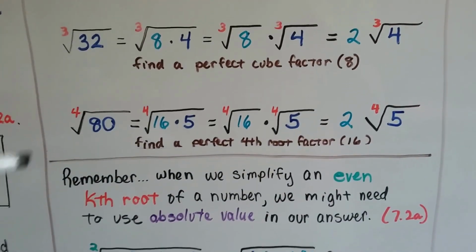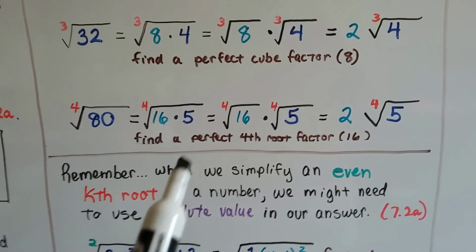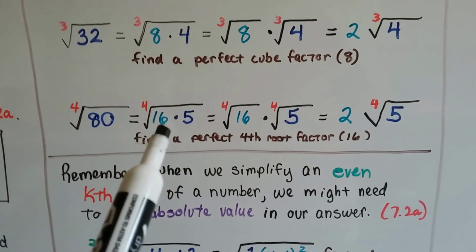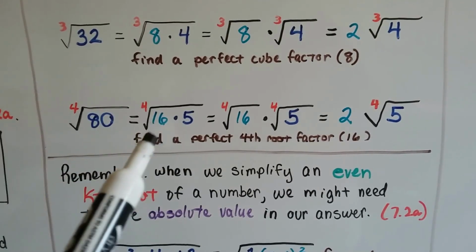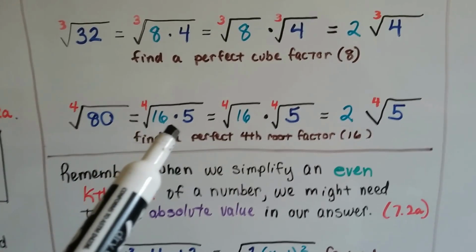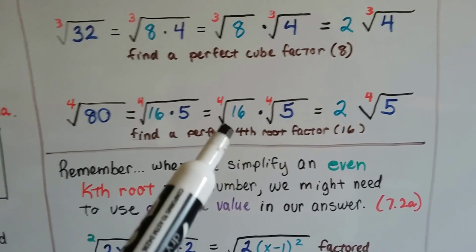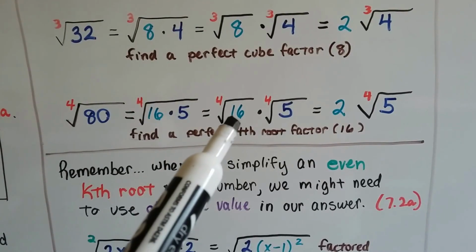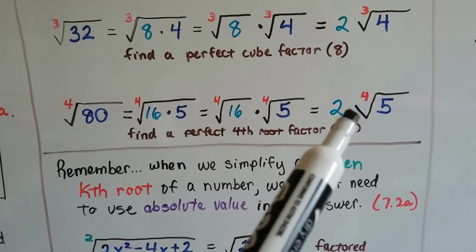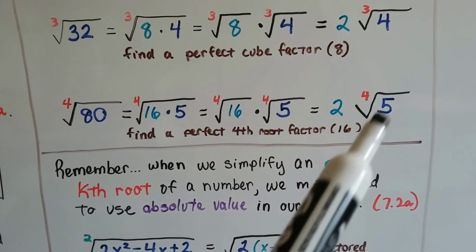See? If we've got the fourth root of 80, we find a perfect fourth root factor. We can find it: 16 times 5 equals 80. So we can do the fourth root of 16 times 5. We can split them apart using that theorem. And the fourth root of 16 would be a 2. So we get 2 times the fourth root of 5.